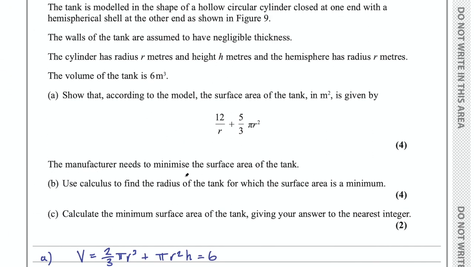Part B says the manufacturer needs to minimize the surface area of the tank. Use calculus to find the radius of the tank for which the surface area is a minimum. Right, so we're minimizing the surface area, so they've already told us to use calculus. So we're going to have to take the derivative of this expression, and then that should give us the radius when this is at a minimum.